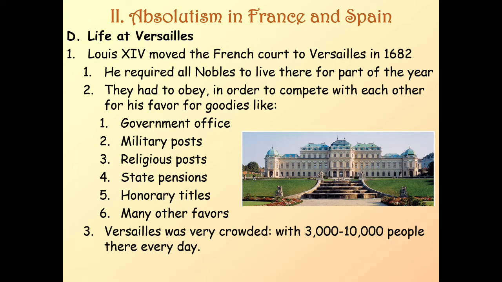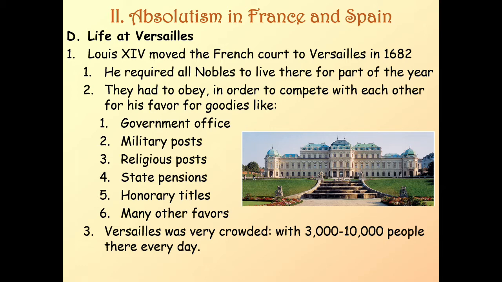Life at Versailles. Louis XIV moved the French court to Versailles in the year 1682, and he required all the nobles to live there for part of the year, and they had to obey in order to compete with each other for his favors and for goodies like, for example, government office, military posts, religious posts, state pensions, honorary titles, and many other favors that he could give them.